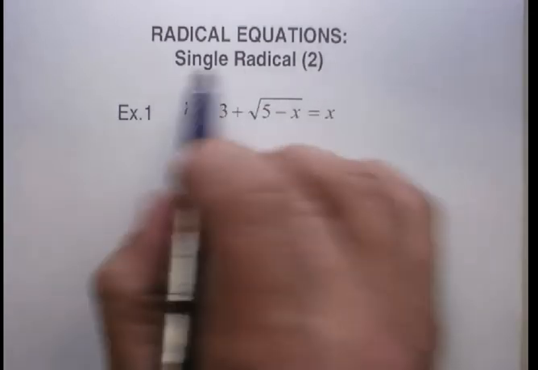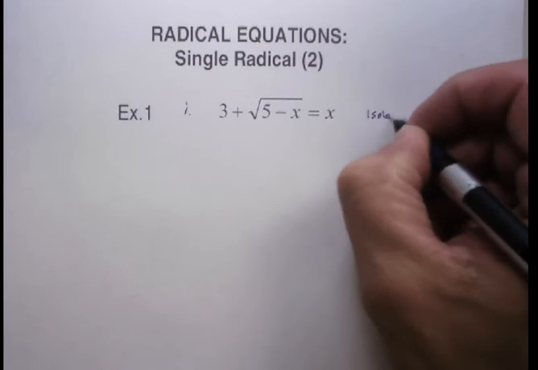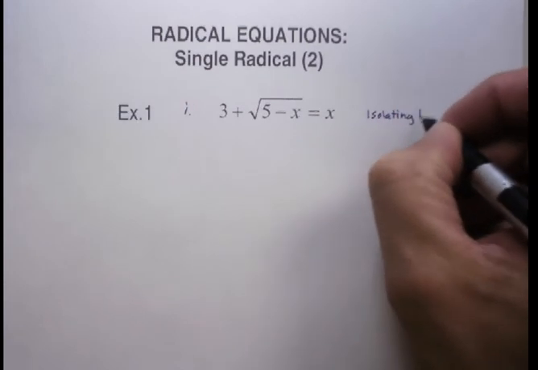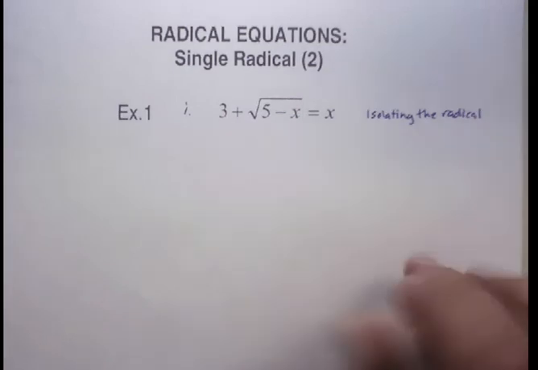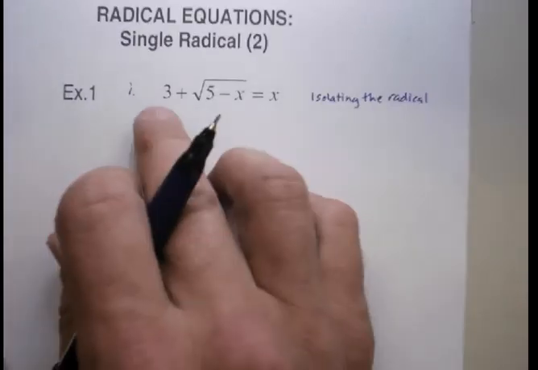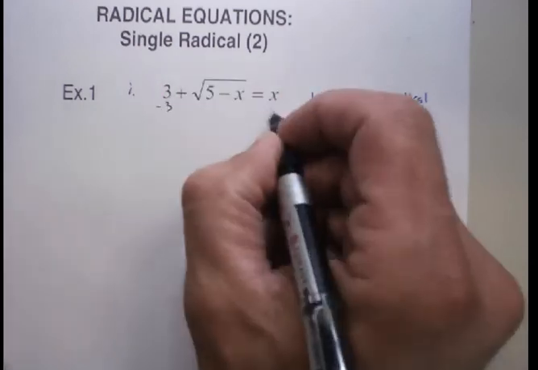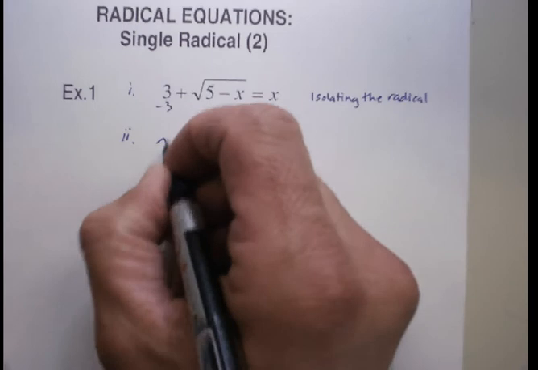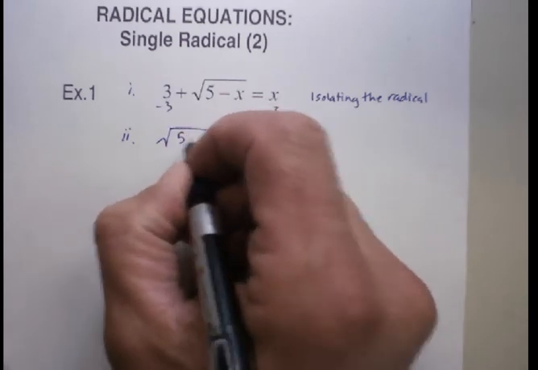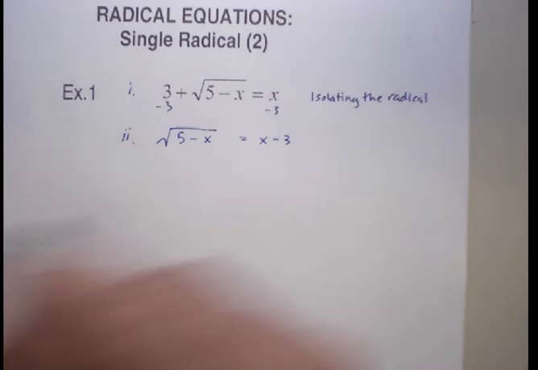Okay, so remember, for single radical equations, you always want to start by isolating the radical. Let me write that out there. Now, in order to isolate the radical here, it looks like I'm going to have to subtract 3 from both sides. So let's go ahead and do that. And that's going to give me the square root of 5 minus x is equal to x minus 3.